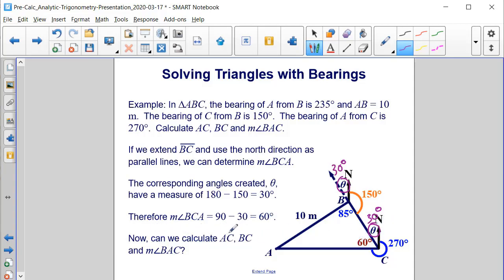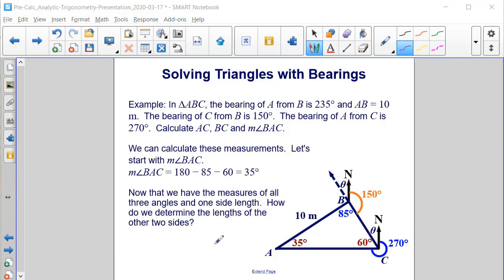Now can we calculate the length of AC, the length of BC, and the measurement of angle BAC? We can calculate these measurements, starting with the measurement of angle BAC. Since we already know that angle ABC is 85 degrees and we know that BCA is 60 degrees, we know that the sum of the angles in a triangle is 180, so we can subtract these two smaller angles from 180 and get 35 degrees, which is the measurement of angle BAC. Now that we have the measurement of all three angles and one side length, how do we determine the lengths of the other two sides?